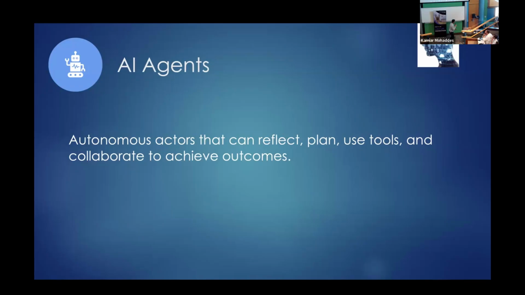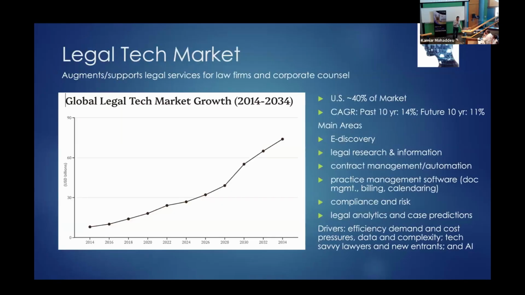So let's walk through kind of the macro as to why this is important. Now, a lot of legal tech solutions that we know today are actually in the areas of e-discovery, legal research information, contract management, practice management, compliance risk, legal analytics. You can name various companies associated with each of them. E-discovery, there's various companies in that space, Relativity and Everlaw. Legal research and information are dominated by large players in the space like LexisNexis and Westlaw, but there are others in that space as well.